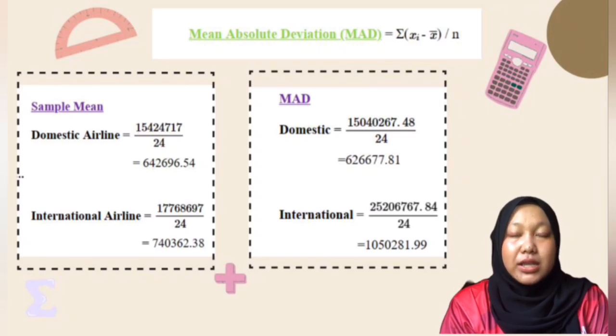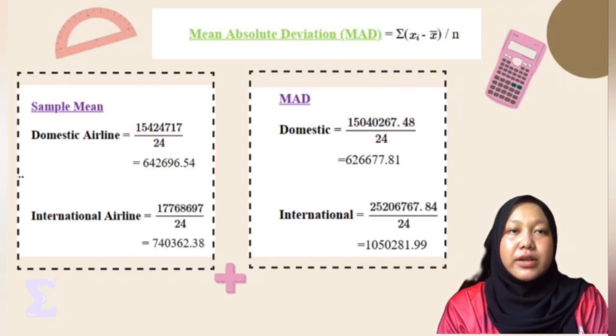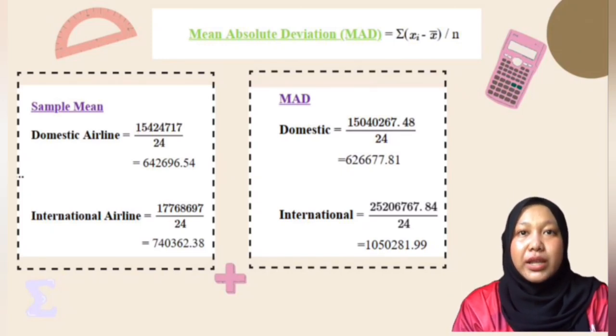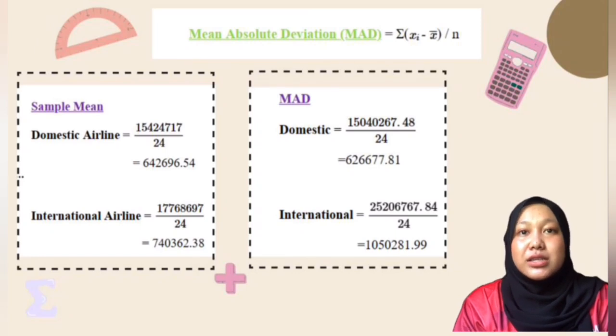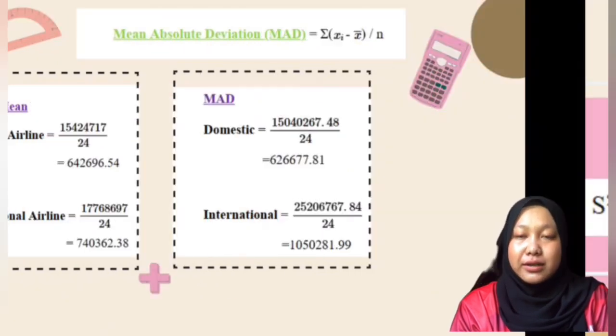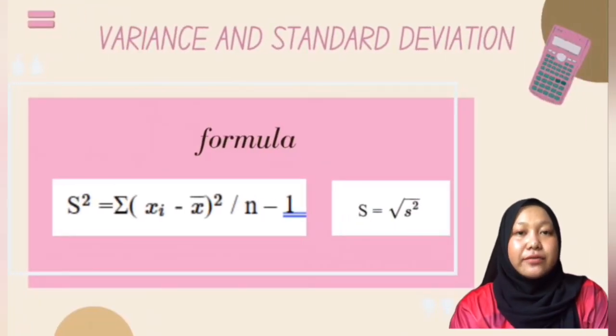Mean absolute deviation is an average of the absolute differences between the observation and the mean. Mean for domestic is 642,696.54, and for international is 740,362.38. While for mean absolute deviation, domestic and international are 626,677.81 and 10502 at 1.99. This is the formula for variance and standard deviation.